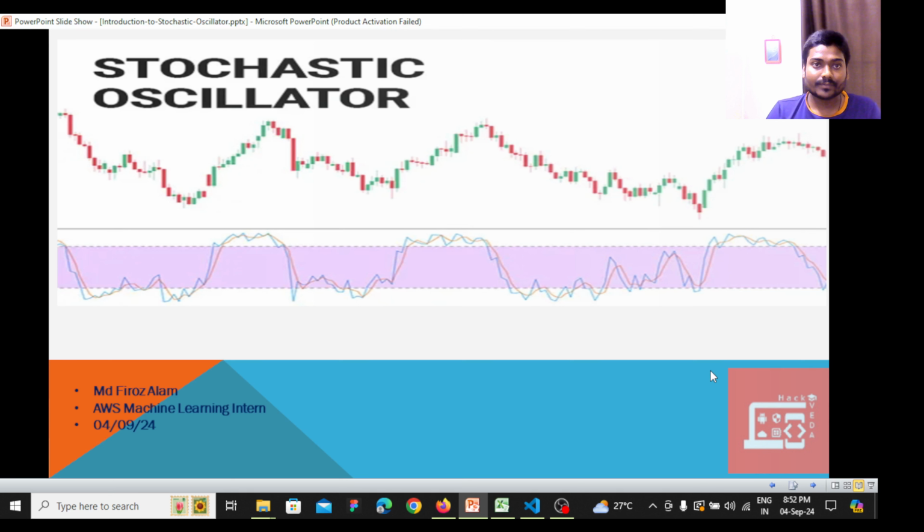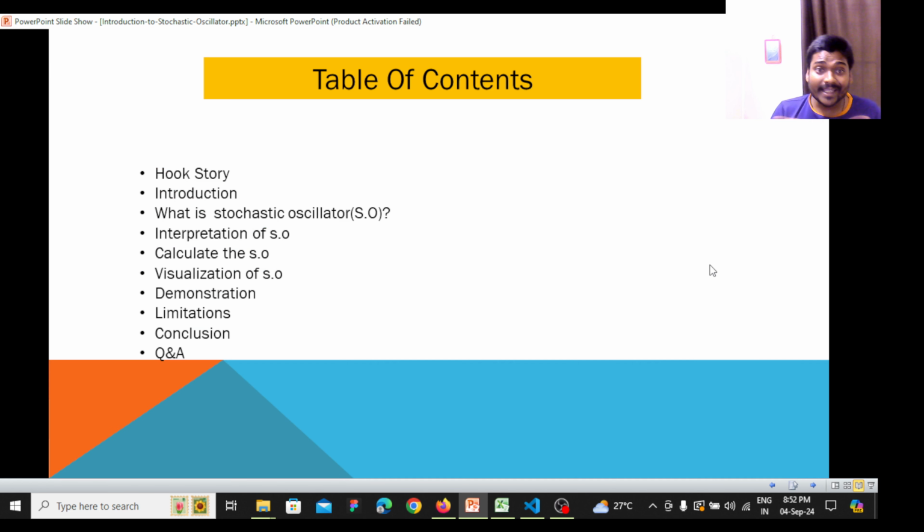So here is the table of contents related to our project. First we will discuss the hook story related to our project, and next we see the introduction of the stochastic oscillator, then the interpretation of the stochastic oscillator, and then calculate the stochastic oscillator values and visualization of the stochastic oscillator. Then next we see the demonstration part, and next the limitation, and we conclude our project. So we will move on to the next slide.